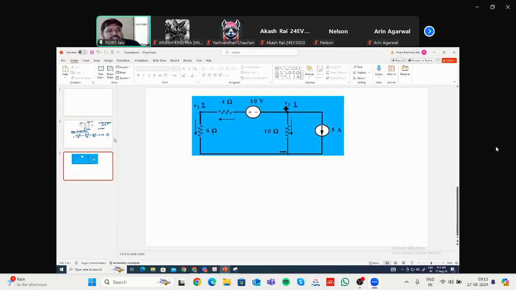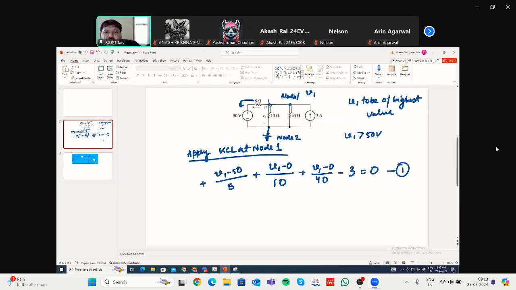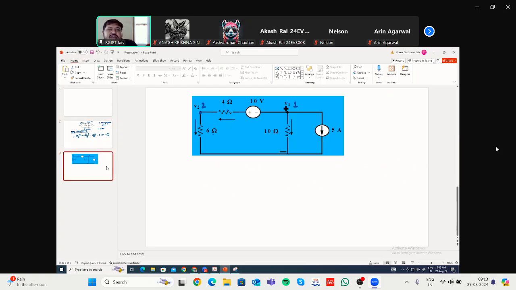In the earlier case, if you remember, the voltage source was connected with one part to the ground and the other part connected to some kind of node. Here the voltage source is between two nodes, but definitely there are other ways to solve this. We'll see that later.